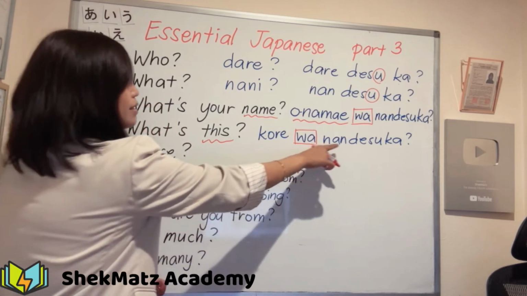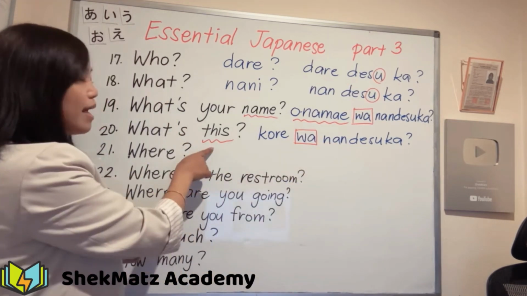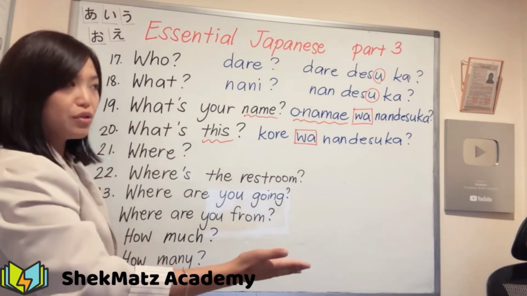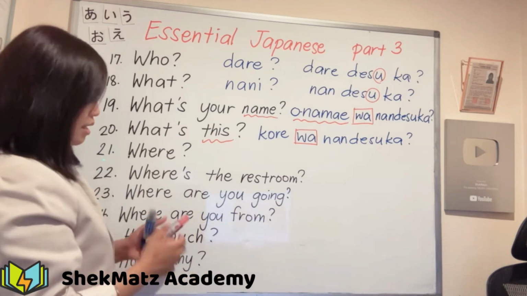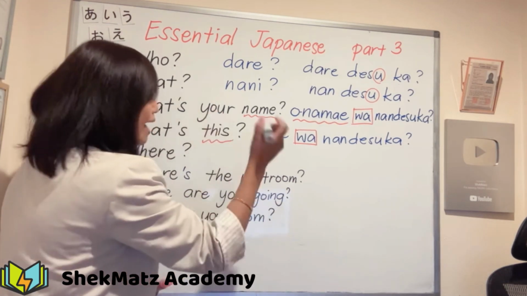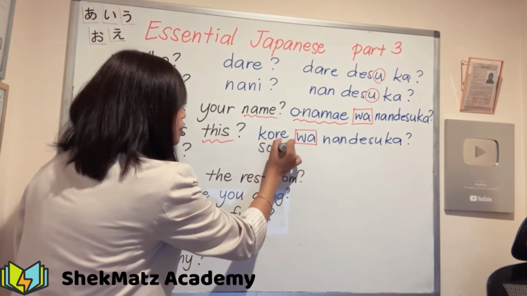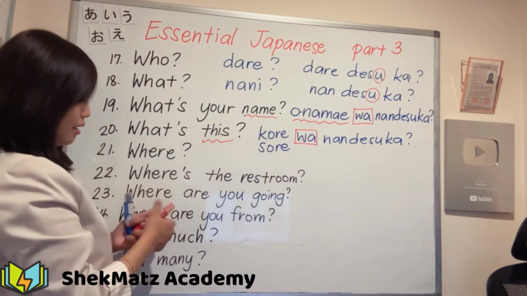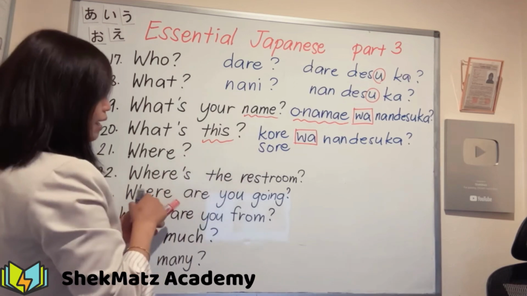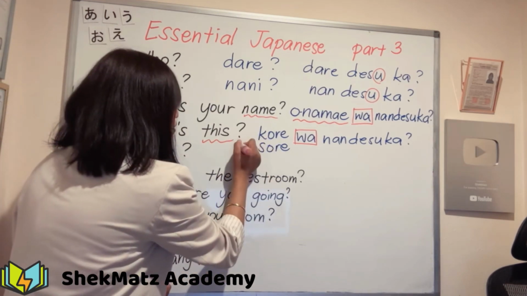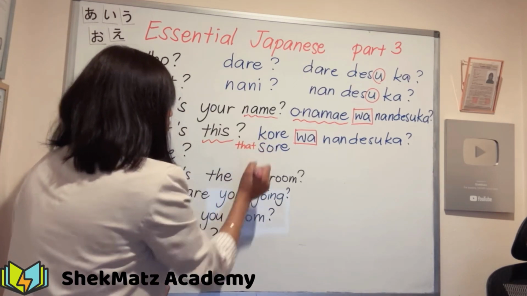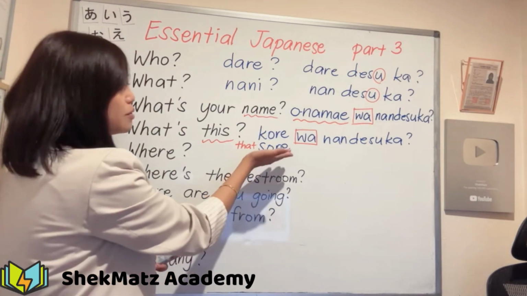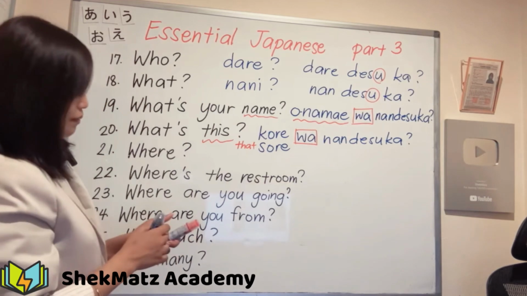So, これは何ですか? Now, if you want to ask about something that is near the person you are talking to, that will be that. So, you will use the word それ instead of これ. Okay? So, それ is actually that. それは何ですか, alright, so it will become それは何ですか?